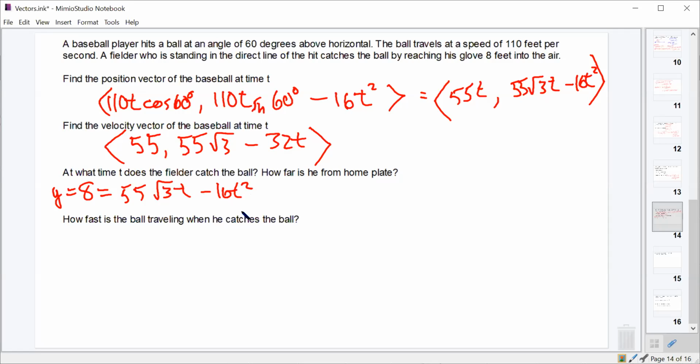That's just a quadratic, so you can go about however you want to solve that. But you should be able to just use your calculator to solve that. So if you got your calculator in front of you, just graph y equals 8 and graph 55 root 3 times t minus 16 t squared and figure out where those intersect. So somebody solve that and tell me what that comes out to be. Just give me a nice decimal on it. We don't need an exact value here.